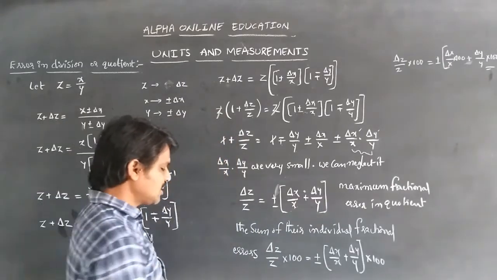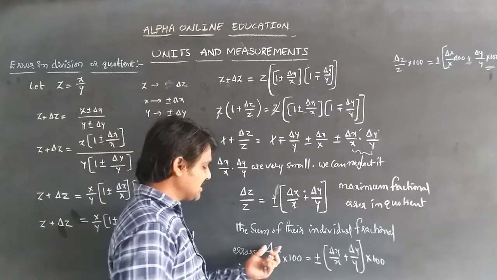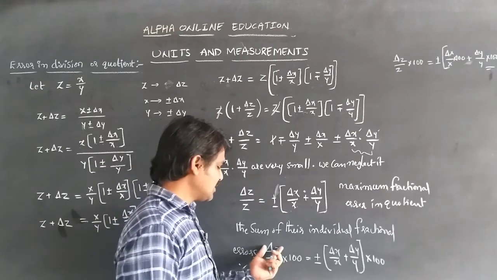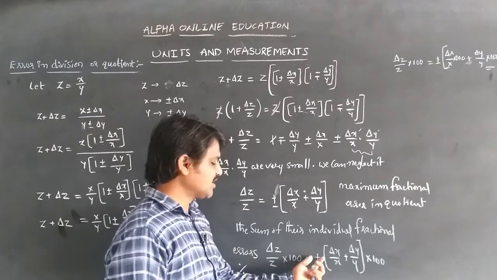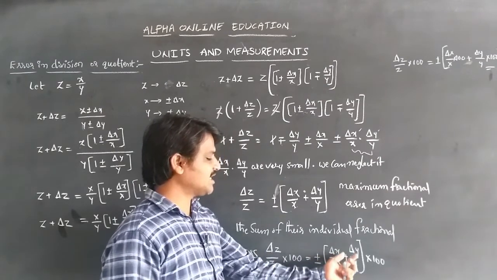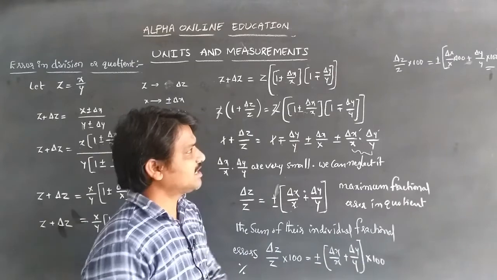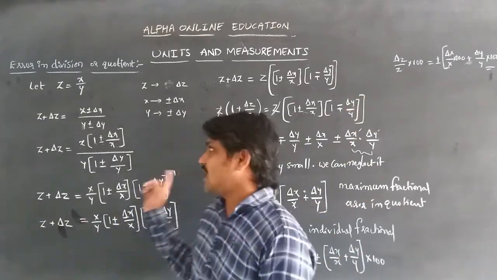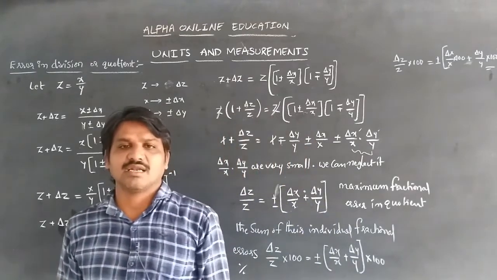To know the percentage error, delta z by z, we multiply it by 100 to get the percentage. So delta z by z into 100 is equal to plus or minus delta x by x plus delta y by y, into 100. If the 100 is multiplied inside also, we get the same thing. This is about the error in a quotient, or error in a division.